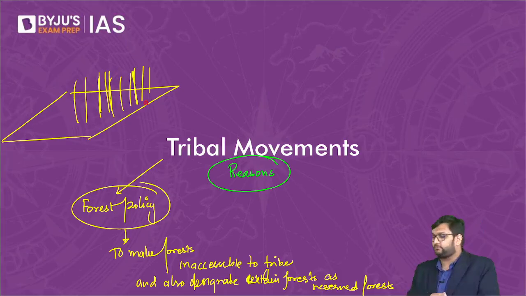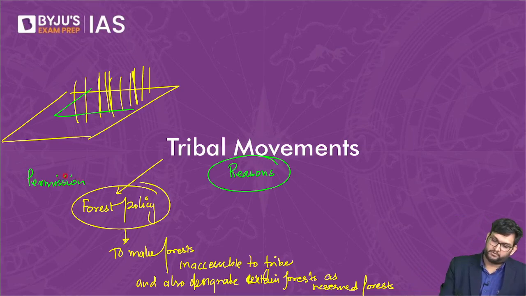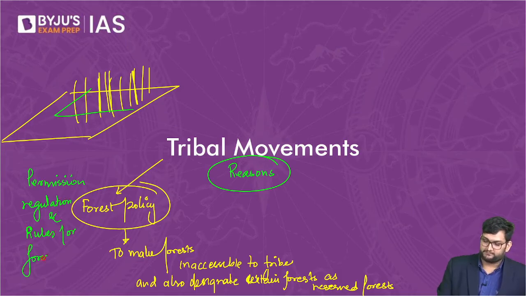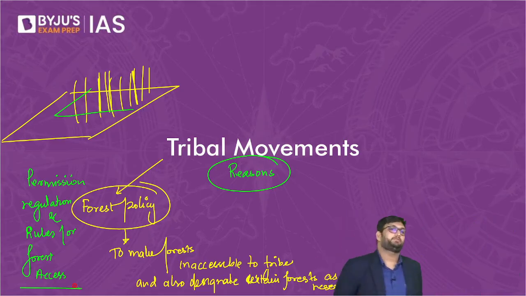But now the British come through and they say that this forest is designated as a reserved forest and you cannot enter without the permission of the British. So the concept of permission, the concept of regulation, and the concept of rules for forest access become the first major reason for the tribes to rebel.